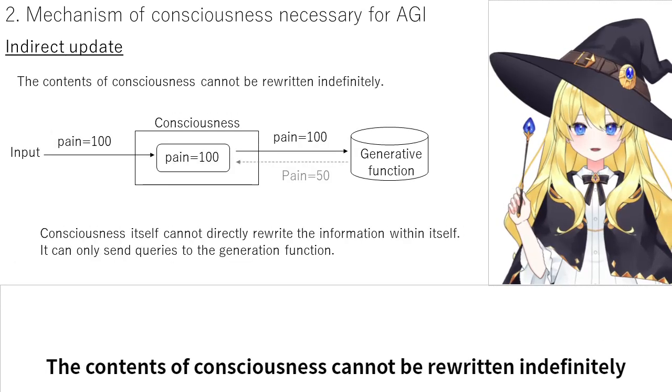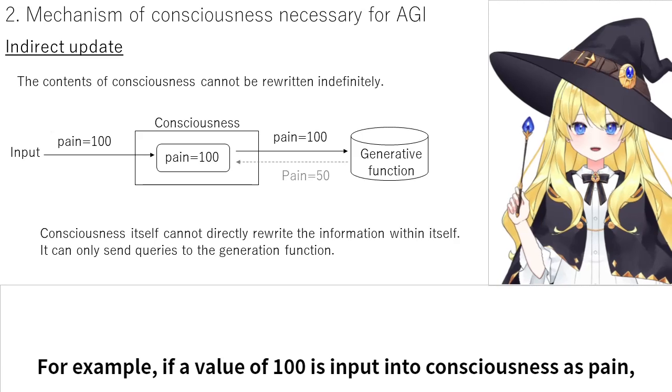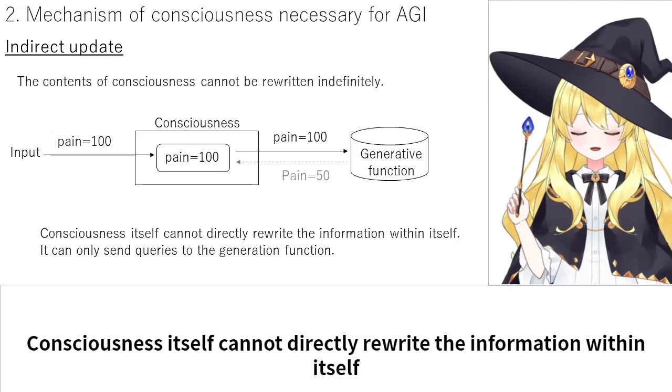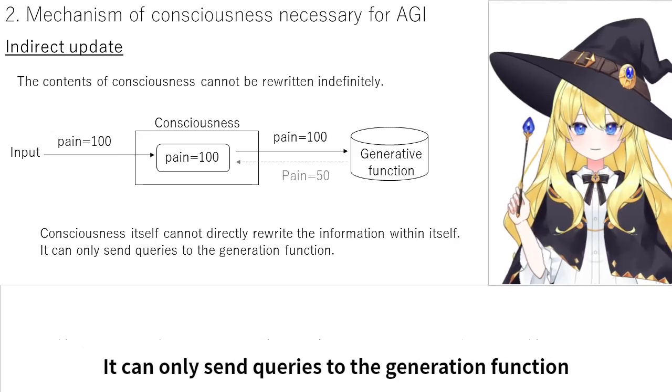The contents of consciousness cannot be rewritten indefinitely. For example, if a value of 100 is input into consciousness as pain, we would not want this to be rewritten. Consciousness itself cannot directly rewrite the information within itself. It can only send queries to the generation function.